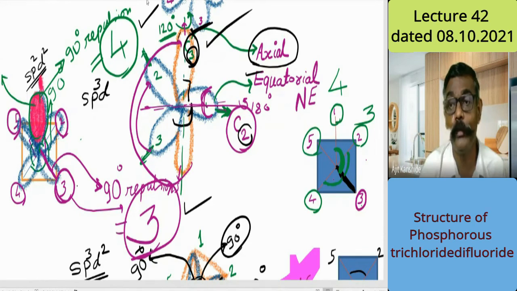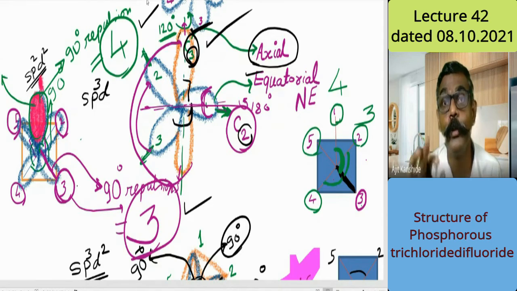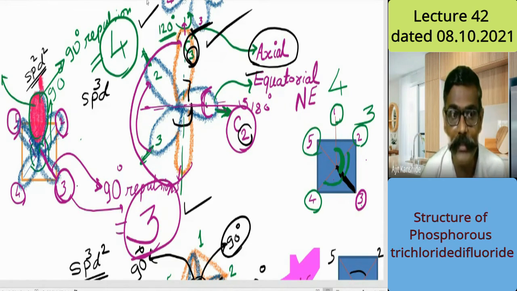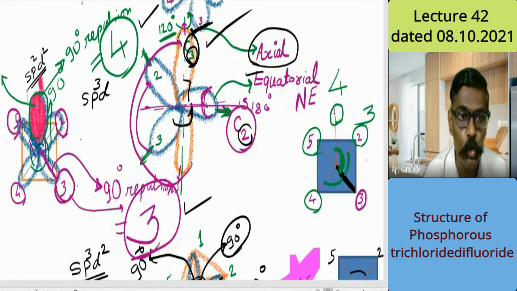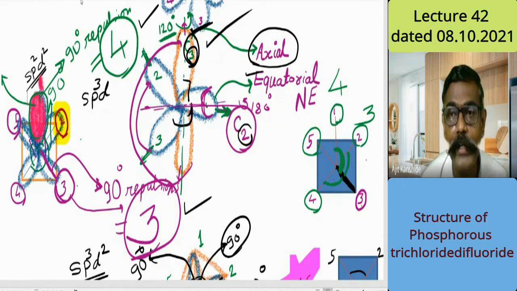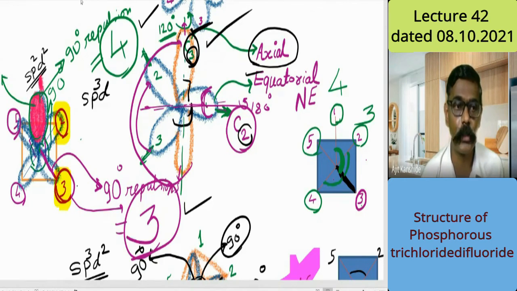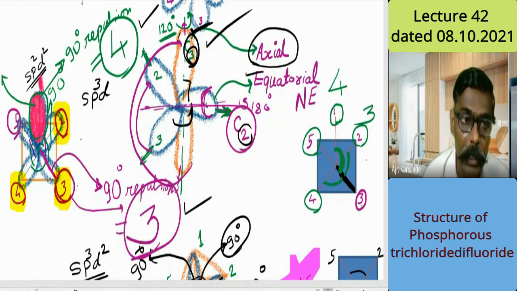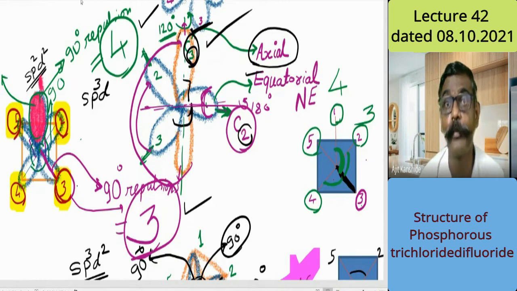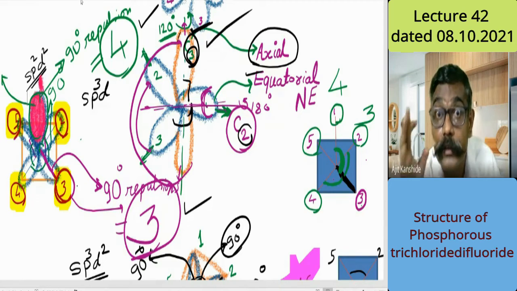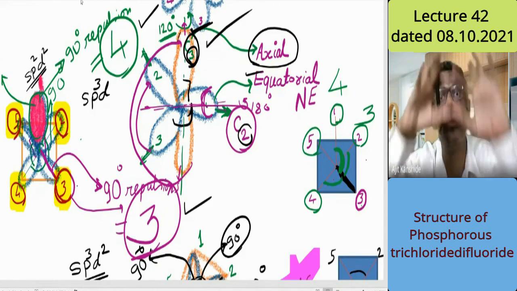Because of that, the positions become non-equivalent. Means from this point of view, position number 2, which has 3 90 degree repulsions, position number 3, 3 90 degree repulsions, position number 4, 3 90 degree repulsions, position number 5, 3 90 degree repulsions, are equivalent. These positions are equivalent, but overall structure what?